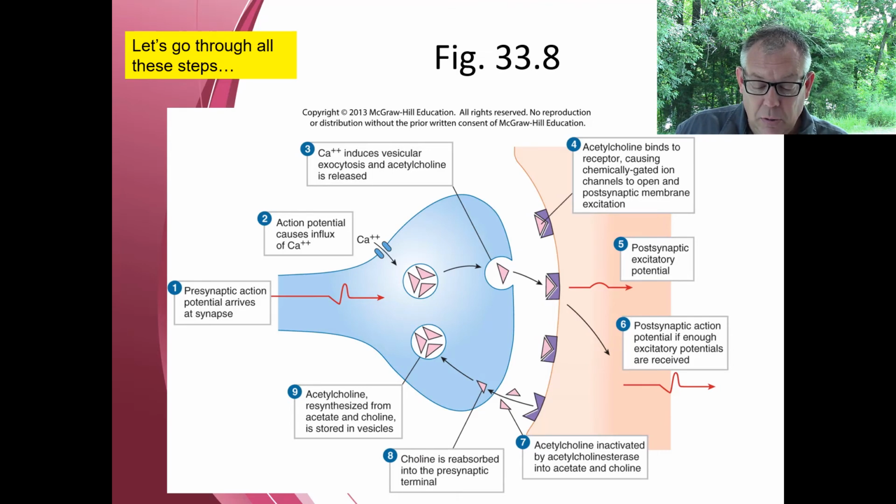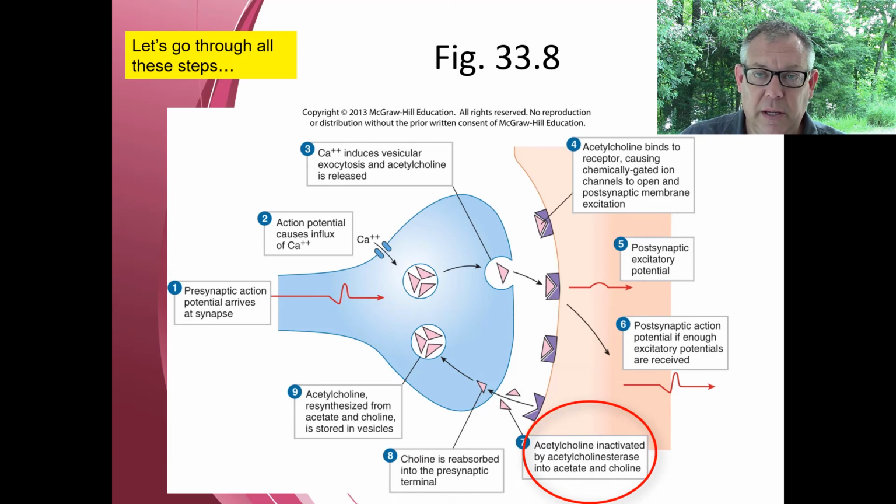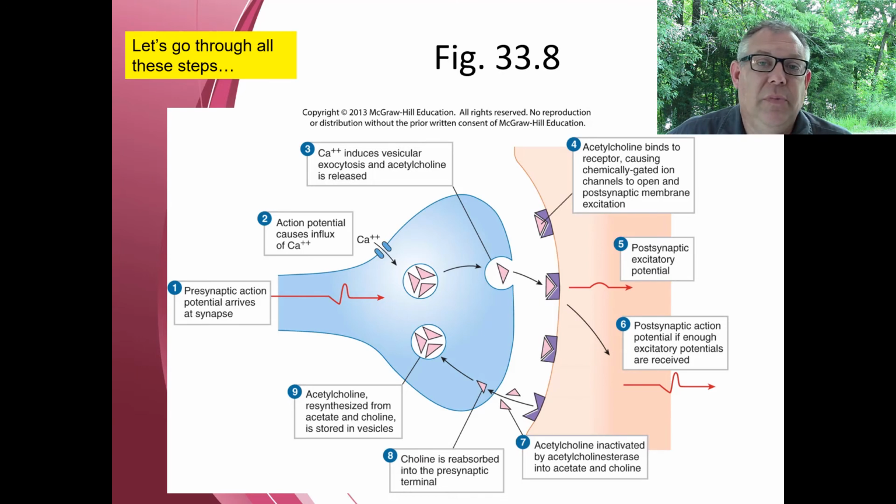Now, number 7, acetylcholine inactivated by acetylcholinesterase into acetate and choline. What's it saying there? The acetylcholine is broken down. That's all it's saying. So the acetylcholine was bound to this receptor, which caused sodium to fly in. Now, acetylcholinesterase, right, it's an enzyme, breaks down acetylcholine, and so then it's no longer bound to its receptor, so the gate closes back up. So now sodium doesn't rush in anymore.